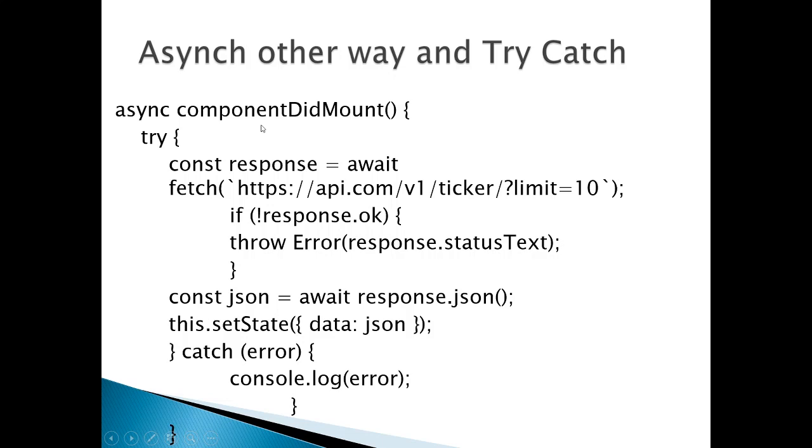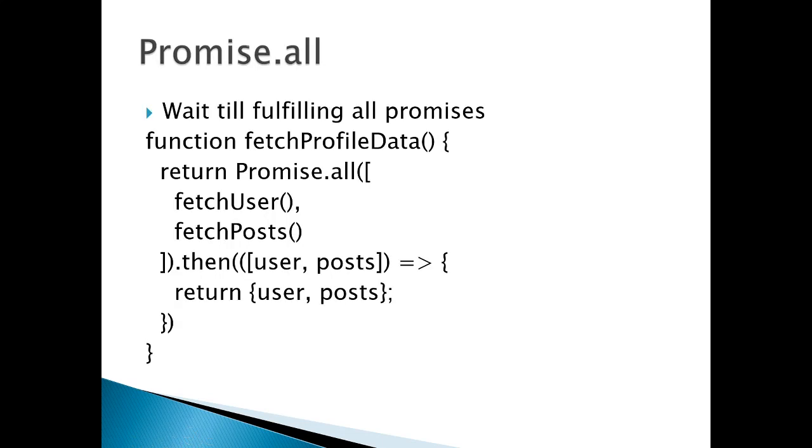Another way is try catch. You can put that into a try catch, and in this you can apply the await, and doing this the result will be the same. This is another way. You have applied the async, then the try catch. If there is an error, it will catch here or send the response.